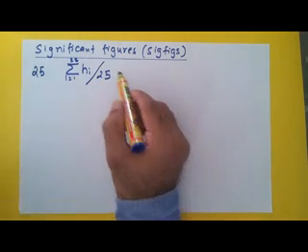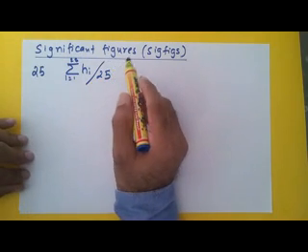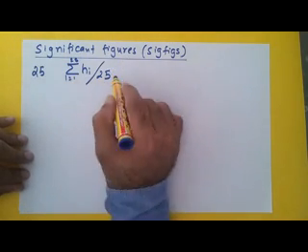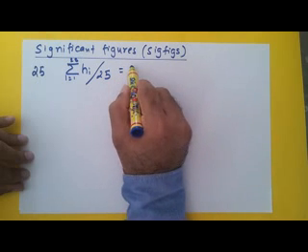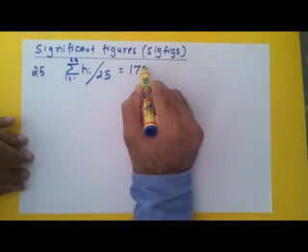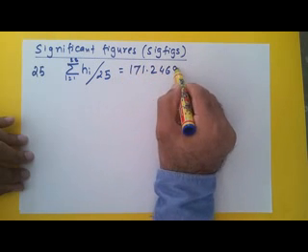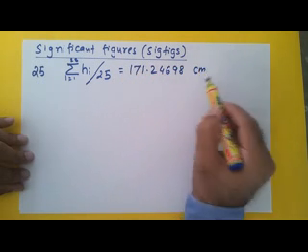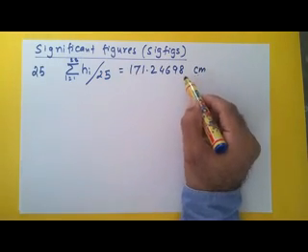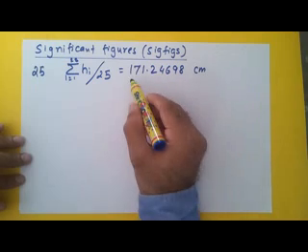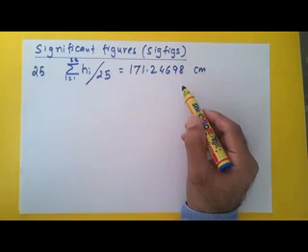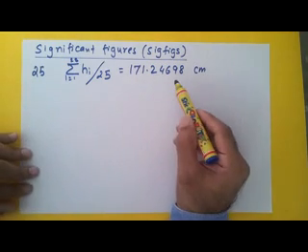And if you do this calculation on a calculator, once you punch in these values, the calculator may show up something like this, say for example 171.24698 probably, centimeter. Of course the calculator will not show the unit, but I'm writing the unit here, and I'm taking this as the average value. So this is what the calculator will show up.